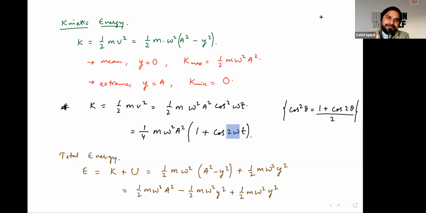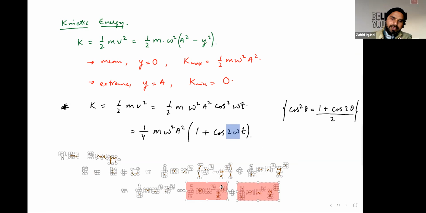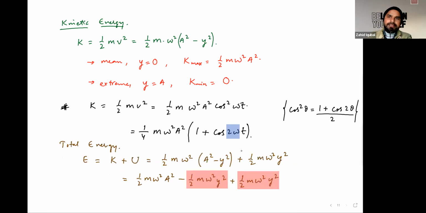Now in this, this term is negative and this term is positive. Both are identical to one another, so they will cancel out. So you're left with total energy equal to half m omega squared a squared, which is nothing but equal to maximum kinetic energy or equal to maximum potential energy, and it will always be constant.